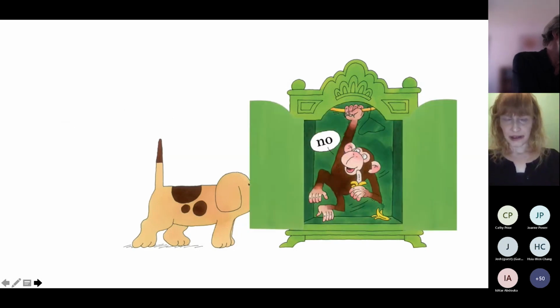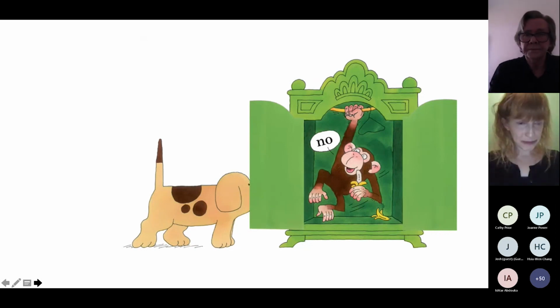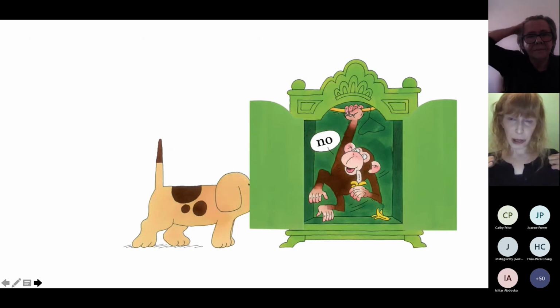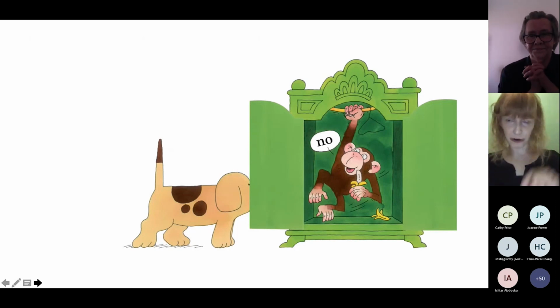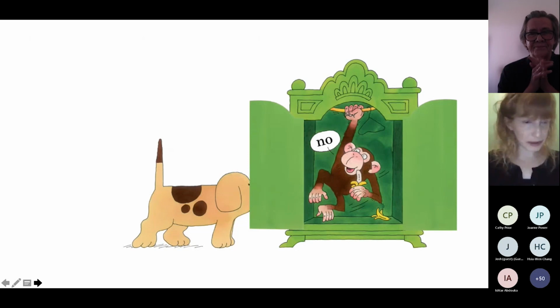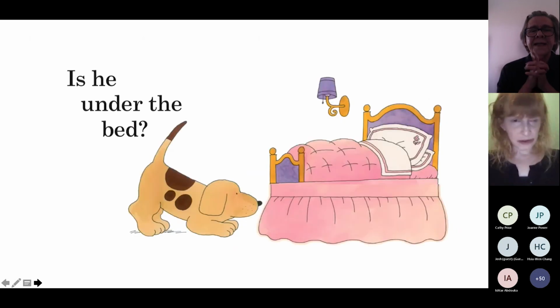And here we might say, oh, no, that's not Spot. That's a cheeky monkey. And he's eating a banana. Where are the clothes in this wardrobe? Something like that. All right, I'll keep moving because we're almost at 11.